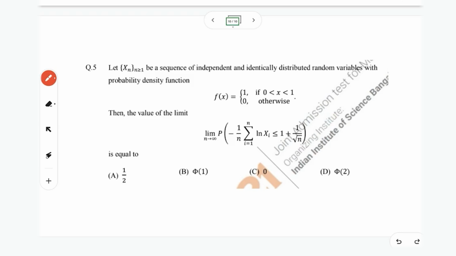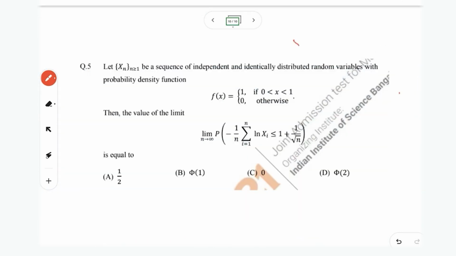You can see this is a uniform distribution. So the xi are all uniform (0, 1), right? Let's understand how I'm thinking. Therefore, log of xi. Do you know the distribution of log of xi? Anyone? So minus ln xi will follow exponential 1.